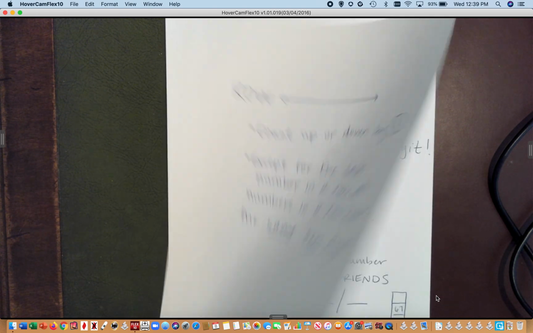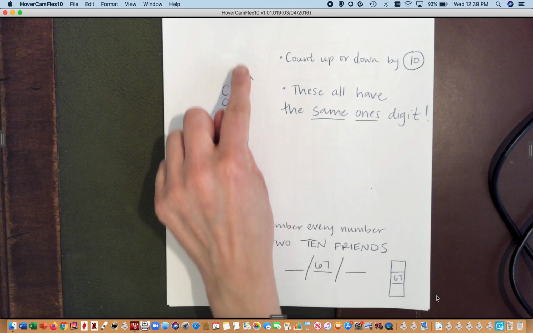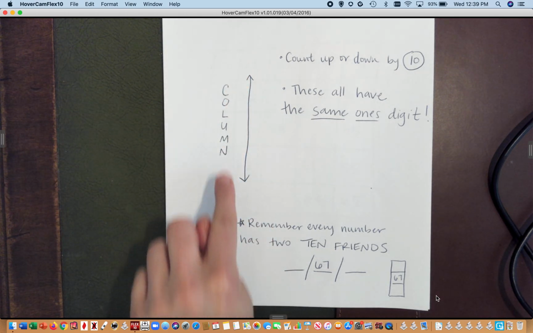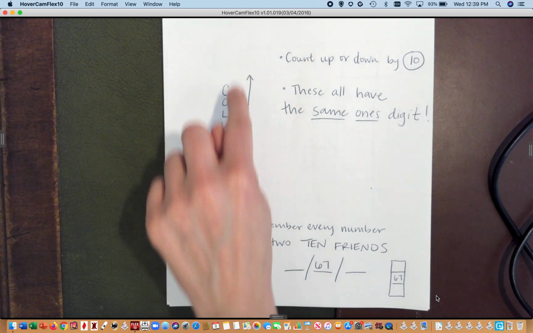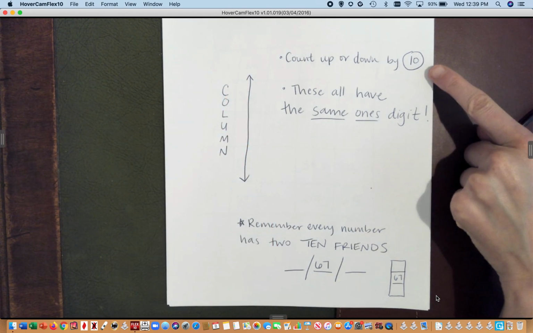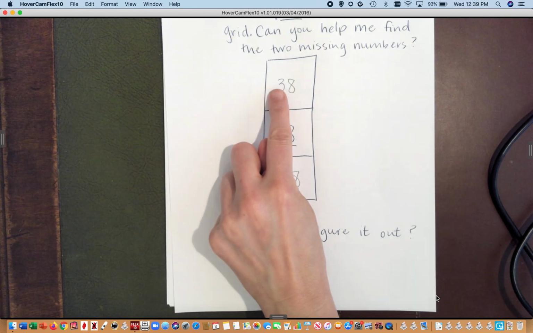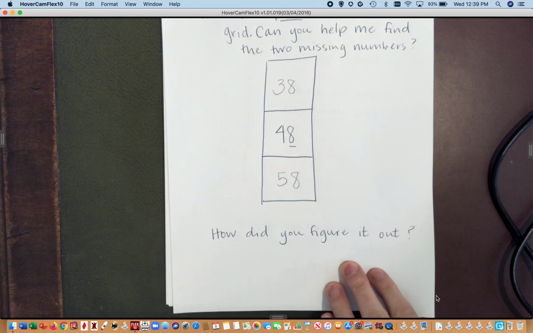The other thing you need to remember is columns. So columns go up and down. And in room 4, we say column, and we move our hand up and down. Do that with me. Column. In a column, you count up or down by 10, which is what we were doing when we solved this first puzzle with 48 together. We went down and up by tens above and below the number.